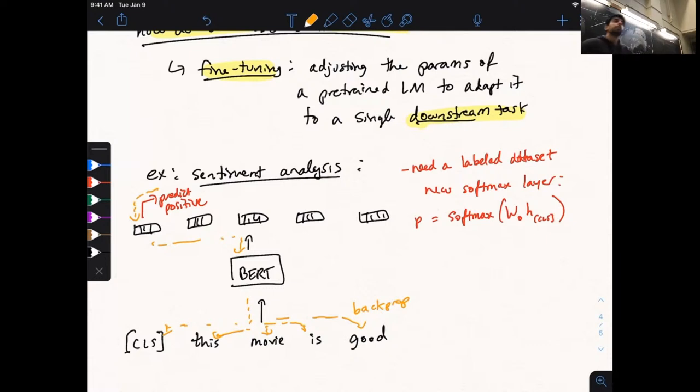So we basically start with the pre-trained model parameters, and then we adjust them via backprop by adding this new softmax layer, computing a loss that is on our training sentiment analysis data set, not our masked language modeling data set. And then we backprop through the pre-trained model, adjust its parameters to maximize the likelihood of our sentiment data set. Okay, so this is much better than just training directly from scratch on the labeled sentiment data set.